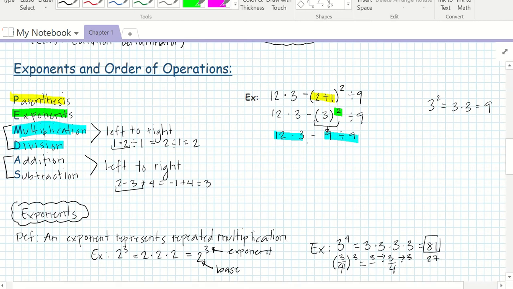12 multiplied by 3 is 36, minus 9 divided by 9 is 1. So 36 minus 1 is just 35. And that'll be my final solution. So when we are evaluating or simplifying using order of operations and there are so many numbers, at the end we need to have one single value, right? No addition, no subtraction, just one single value, okay?